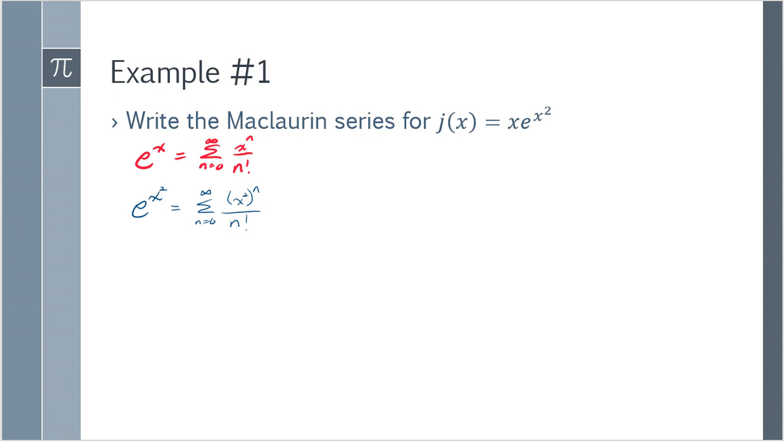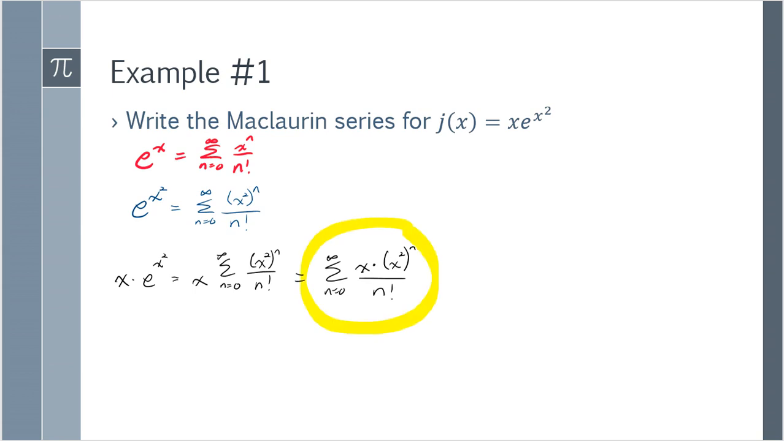so I can leave it like that if I want to. Well then, I need to multiply e to the x squared by x, so I'm going to do x times e to the x squared, which means I'm doing x times the series where n goes from 0 to infinity of x squared to the n over n factorial. Now, in the series, n is the only thing that's changing, so x can be counted as a constant multiple. So I can put the x inside. So I have the series where n goes from 0 to infinity of x times x squared to the n over n factorial. And here is the series.